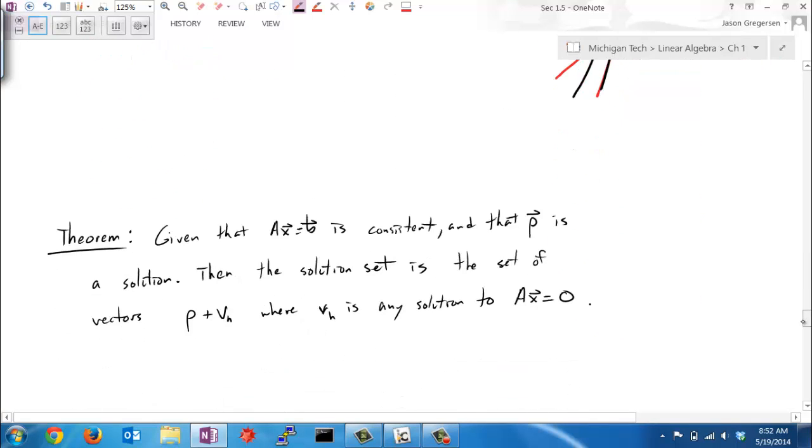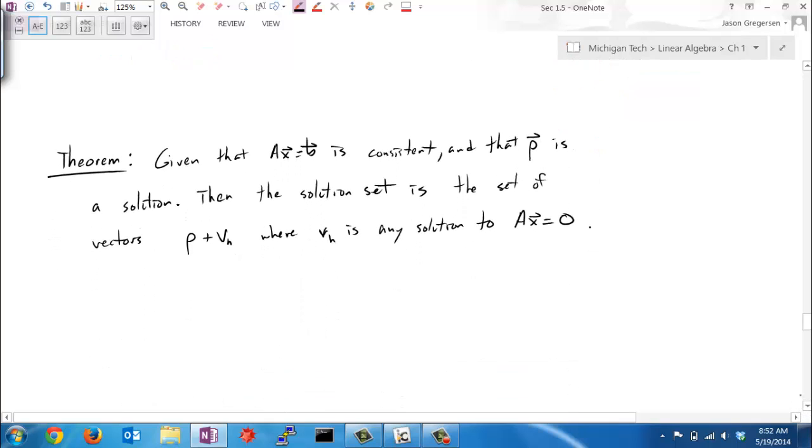Okay. Now for the big theorem. Given that AX equals B is a consistent system, there are solutions, and P is a solution to this thing. That's what we're saying here. If P is a solution to the non-homogeneous system, this is one specific solution, by the way. Any solution that works. Then the solution set, the set of all the possible solutions, is just P, the one solution we did have, plus any solution from the homogeneous system. Okay.